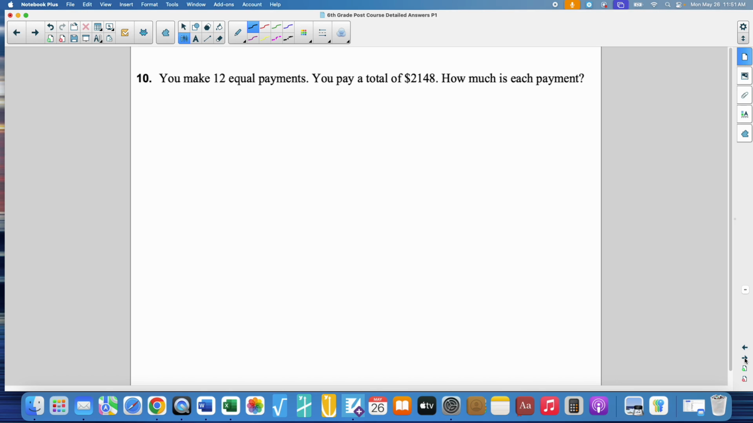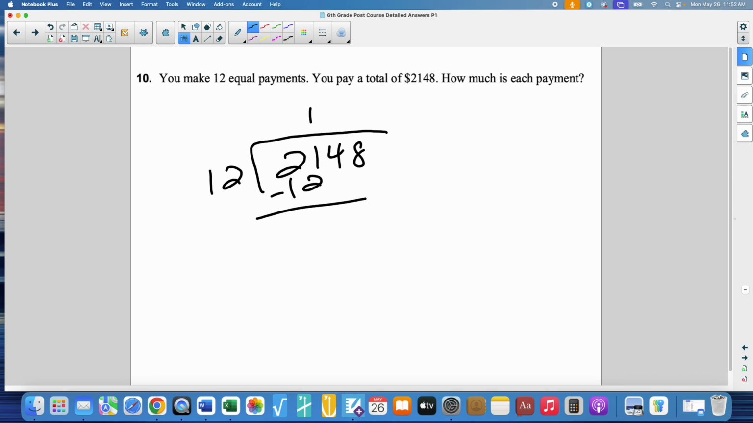Number 10, you make 12 equal payments. You pay a total of $2,148. How much is each payment? Well, we have to take that 2148, and we're going to divide it by 12. So 12 doesn't go into 2, so we're going to take 2 places. 12 goes into 21 one time. So we're going to subtract that.